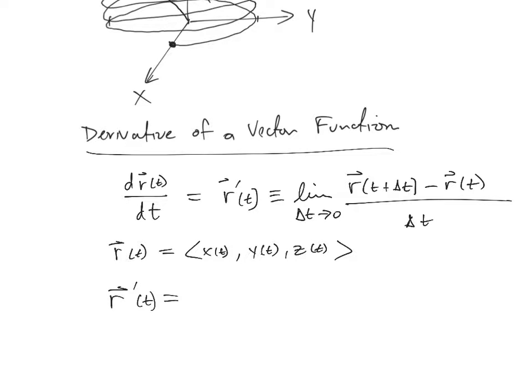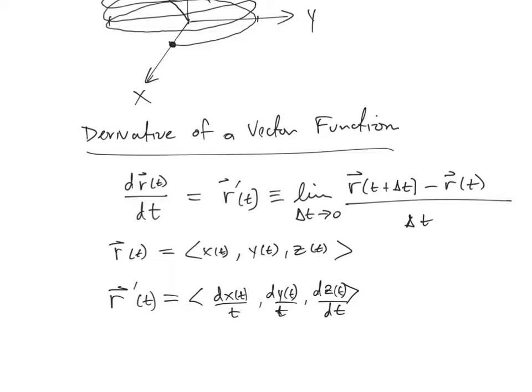And what do you think the derivative is? It's just the derivative of each of those components. It's really simple. I get another vector function, and the first component is just the derivative of that first expression with respect to t, then the derivative of the second with respect to t, and the derivative of the third, the z component, with respect to t. So it's that easy.